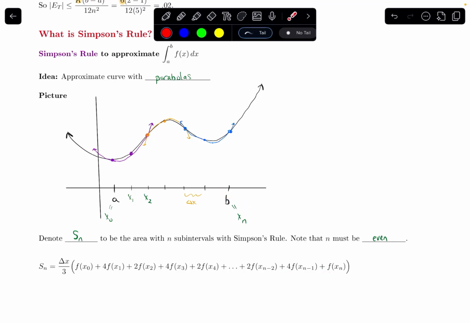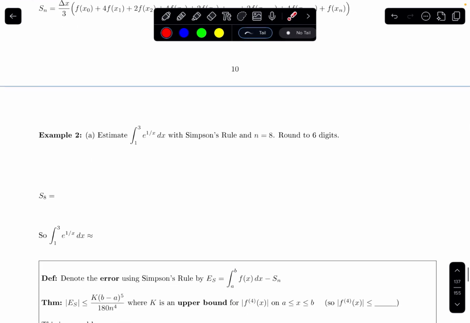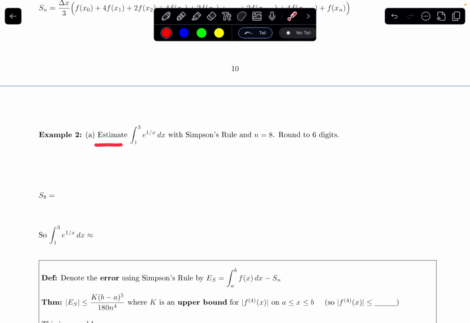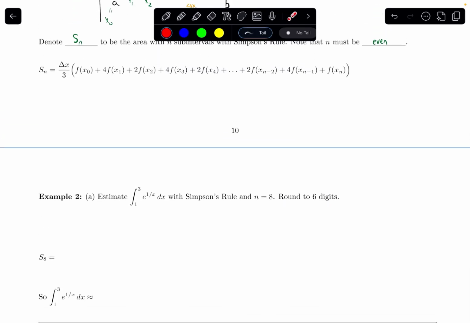Okay, so I won't do the derivation of where this formula comes from, although you can find it in our textbook if you're curious. I'm going to focus mostly on applying this. So let's get right into an example. Let's suppose I want to estimate the integral from 1 to 3 of e to the 1 over x with Simpson's rule and n equals 8. Round this to 6 digits. To be able to use Simpson's rule, I need to know what all of these x values are. So let's draw a number line.